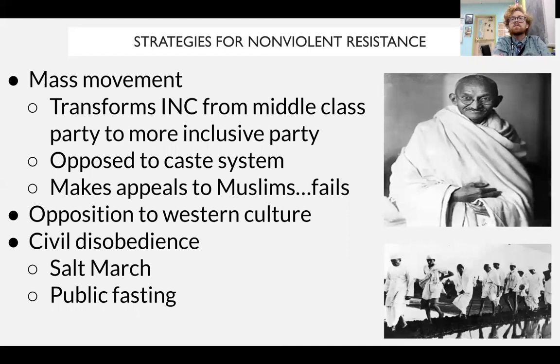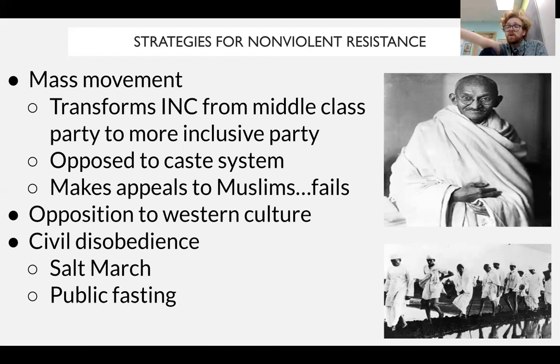So incorporating elements not just of the middle class, but of other classes as well, of the working class, of the peasant class, of people in the lower castes in Hindu society. So Gandhi's really going to be responsible for transitioning the INC, the Indian National Congress, from being just a middle class party to one that is more inclusive of different classes across Indian society. Gandhi is also opposed to the legal imposition of the caste system. He's in favor of promoting lower caste people into Indian society, into Indian politics.